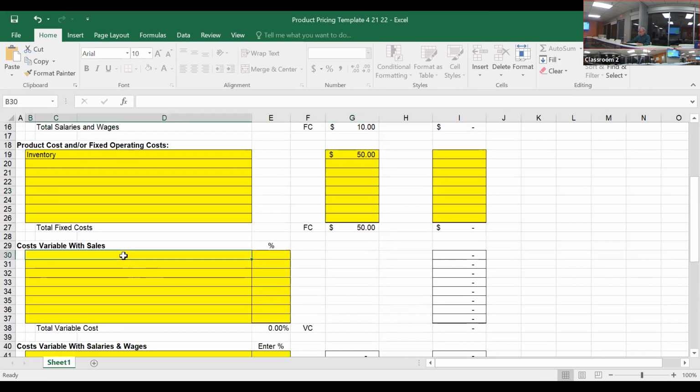Then we're going to look at costs variable with sales, and we'll say this is packaging. And usually this is represented as a percent of sales, so we'll use the number 18% here.